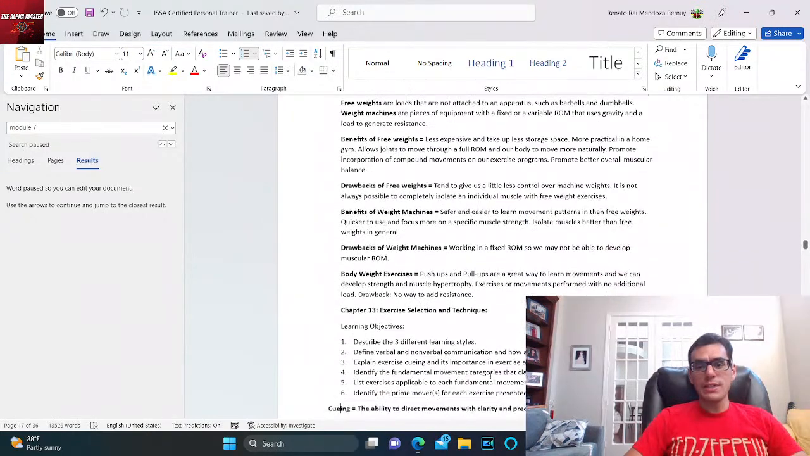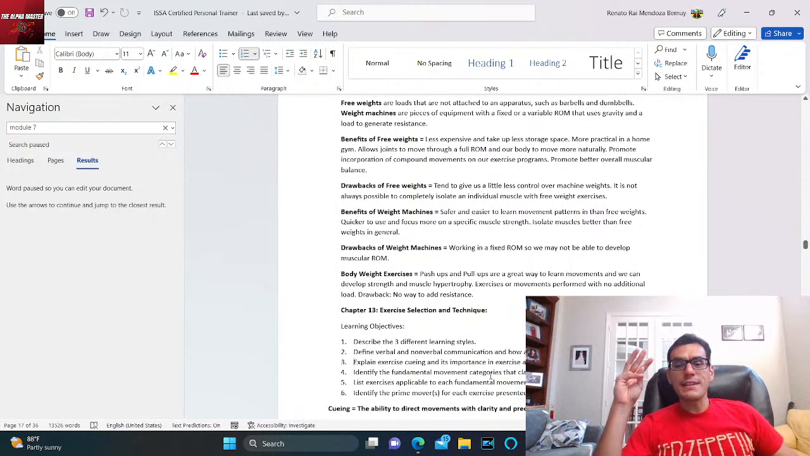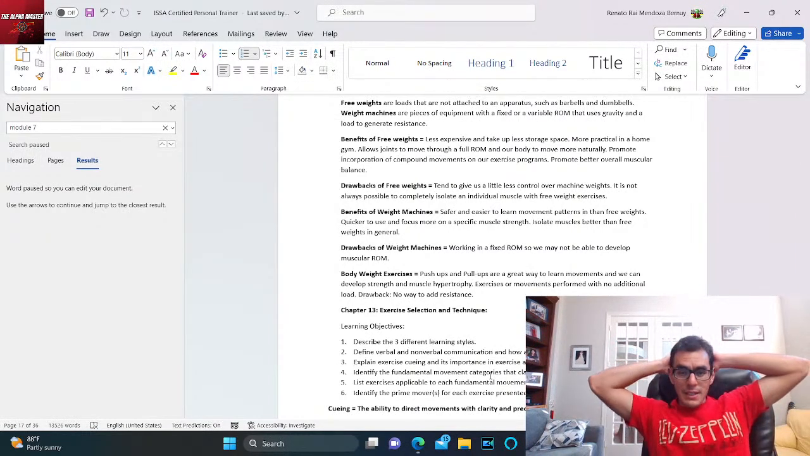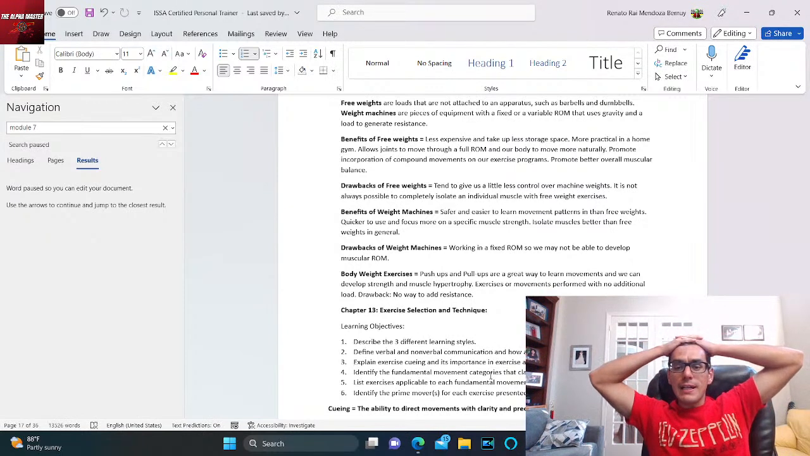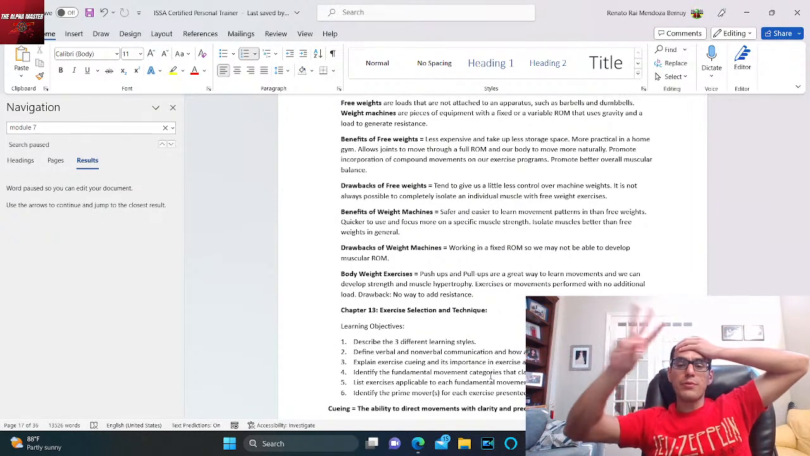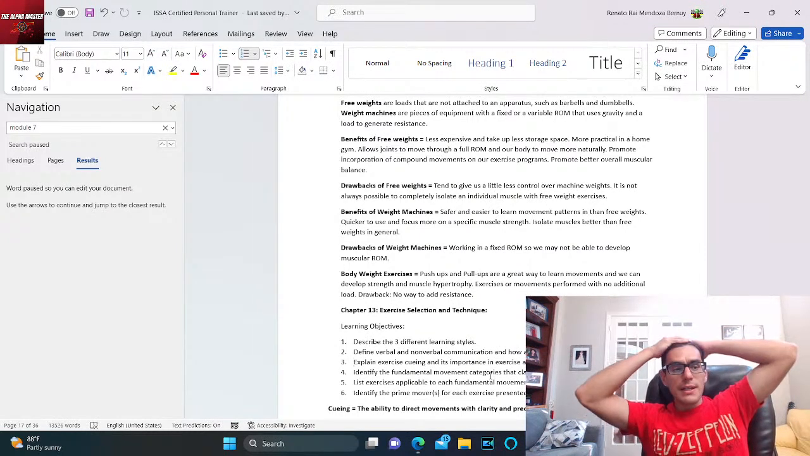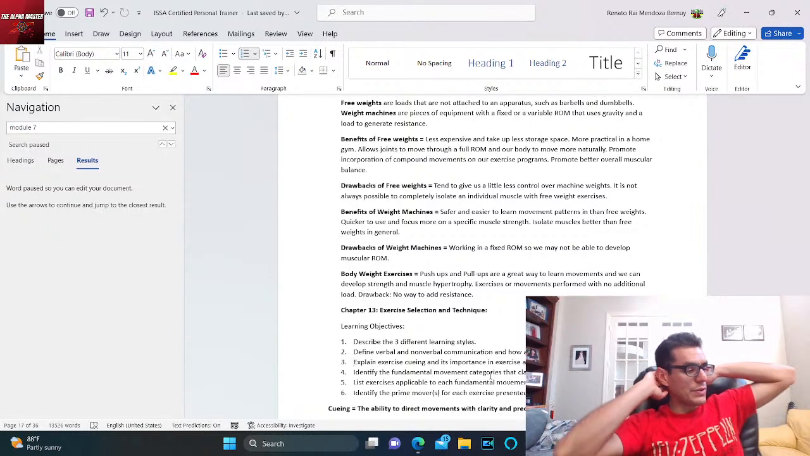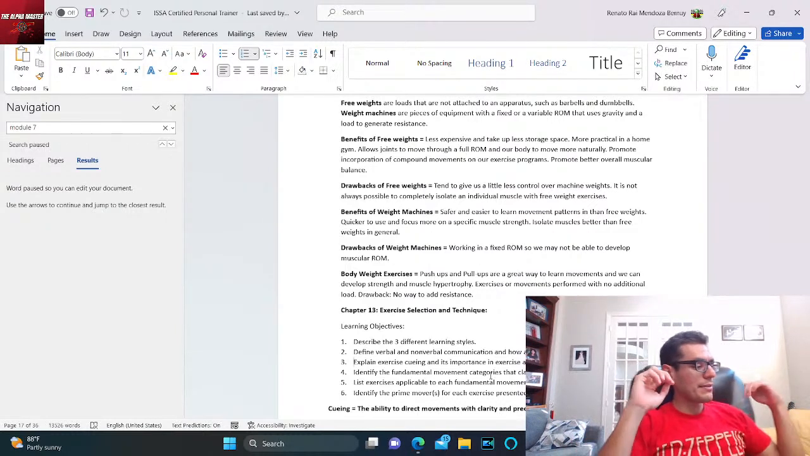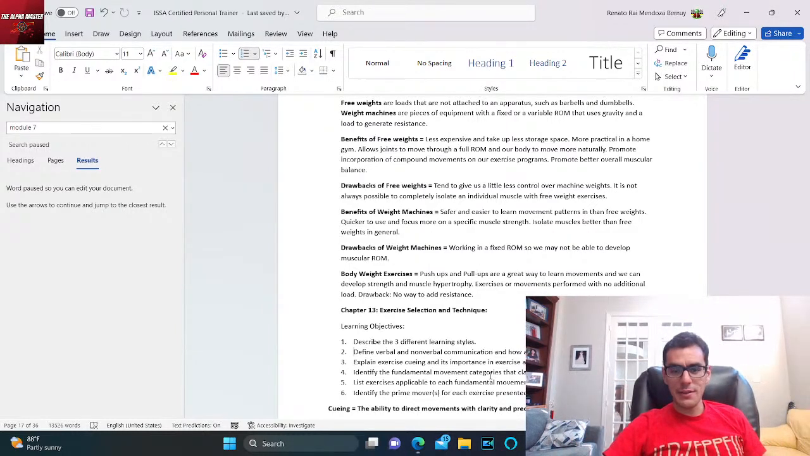So for the exercise isolation and technique section, you're going to have six learning objectives this time. One of the learning objectives is to describe the three different learning styles, which are visual, auditory, and kinesthetic learners.